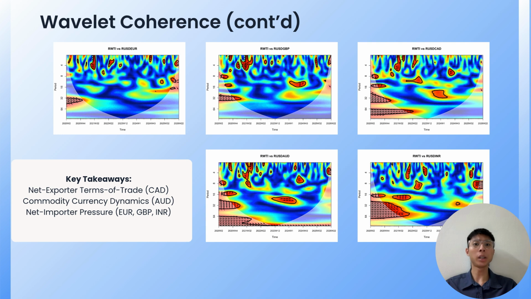However, during the early 2020 pandemic crisis, these currencies exhibited temporary inverse long-run co-movement, which is a distortion driven by the intense global safe haven demand for the US dollar rather than underlying energy trade.